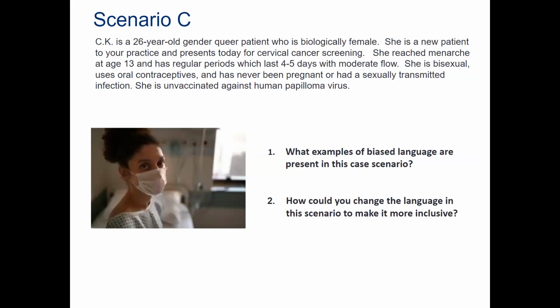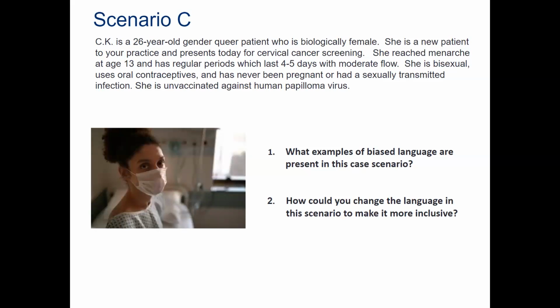The third scenario, CK is a 26-year-old genderqueer patient who is biologically female. She is a new patient to your practice and presents today for cervical cancer screening. She reached menarche at age 13 and has regular periods which last 4 to 5 days with moderate flow. She is bisexual, uses oral contraceptives, and has never been pregnant or had a sexually transmitted infection. She is unvaccinated against human papillomavirus.